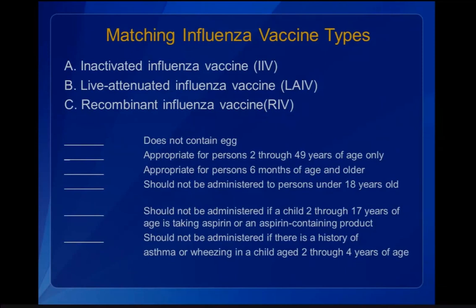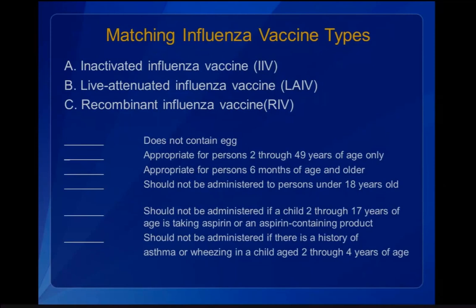Appropriate for persons 6 months of age and older: A, yes. Should not be administered to persons under 18: C, yeah. And should not be administered if a child 2 through 17 is taking aspirin or an aspirin-containing product: so it's B. And actually what I should have said for the second one, that's 2 through 49, that's B. That's the live attenuated influenza, the intranasal. So that's 2 through 49, and then the RIV is 18 through 49.